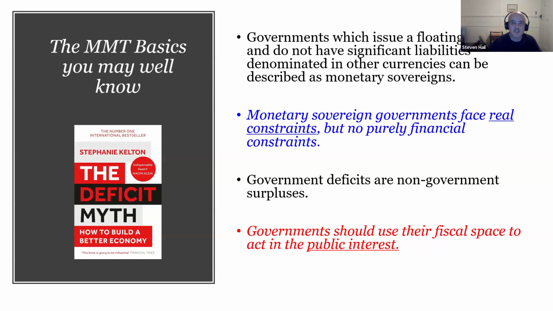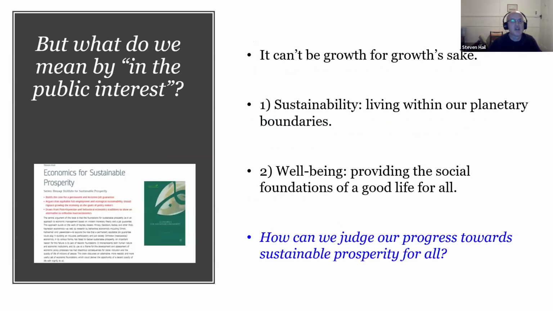So monetary sovereign governments have a lot of fiscal flexibility. Now, how should they use that fiscal flexibility? How should they use the powers that they enjoy as a result of being currency issuers? They should act in the public interest. That's what we normally say, and that's the argument that's made in Stephanie Kelton's best-selling book, The Deficit Myth, and in the documentary movie that some of us have seen, Finding the Money. But what do we mean by in the public interest?